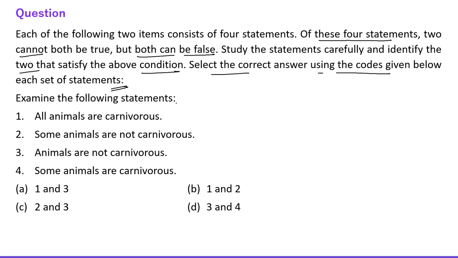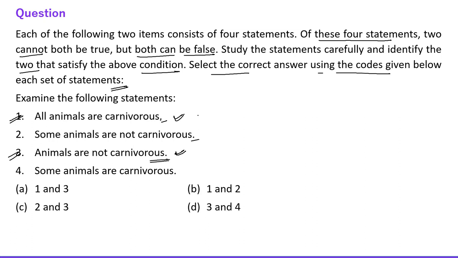So next we come to the statements. First statement says all animals are carnivorous. Second statement says some animals are not carnivorous. Third statement says animals are not carnivorous. See everyone, first statement and third statement, they cannot be both true together. Why? Because the first statement is saying all animals are carnivorous, and the third statement is saying animals are not carnivorous, right? So these two statements are contradicting each other, first and third.